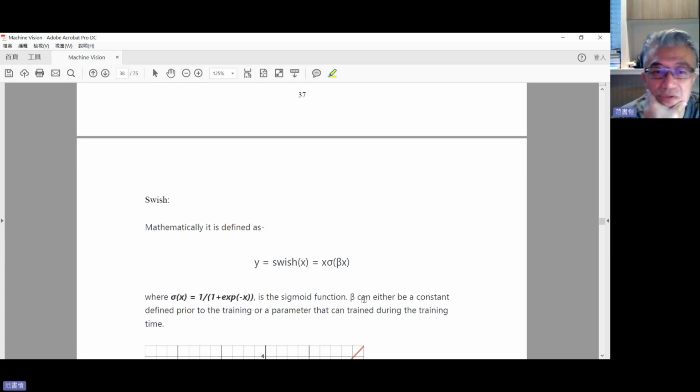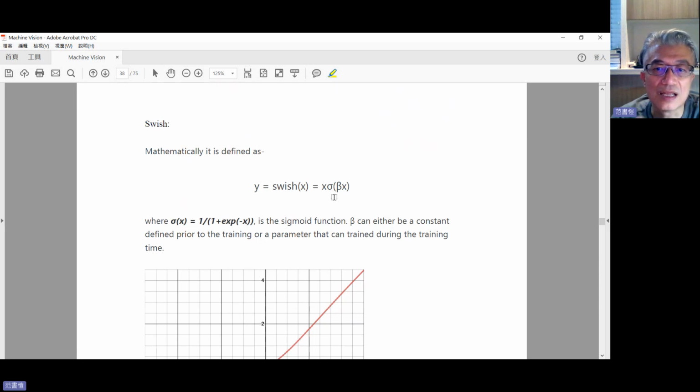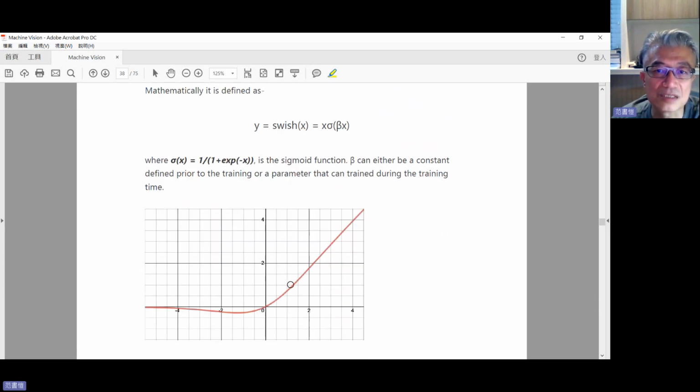And the Swish. Mathematically, it is defined as Swish: x times sigma of beta x, where a sigmoid function is involved, and sigma x is equal to 1 divided by 1 plus the exponential of minus x, the sigmoid function. So beta can be either a constant defined prior to the training process or a parameter that can be trained during the tuning time.